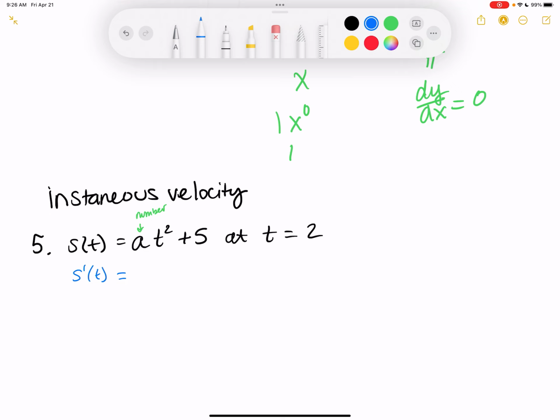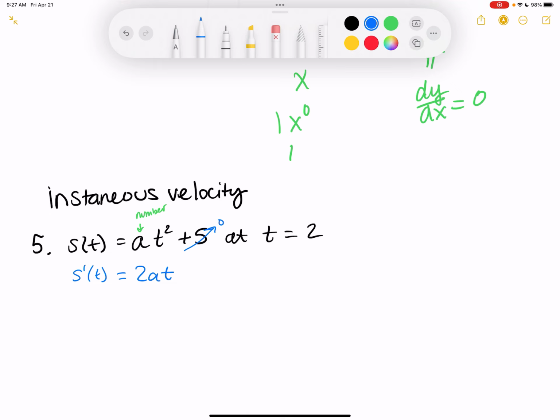4t. Wait, 2at. I don't know why I just assumed the a was a 2. I was like 4. And then what about the 5? What is the derivative of a constant? What did we say that was yesterday? 0. So that part goes away.